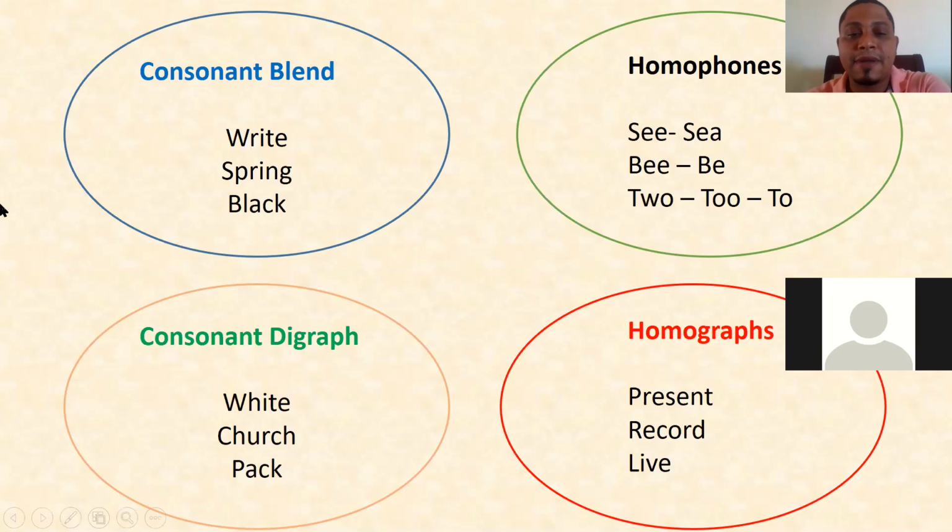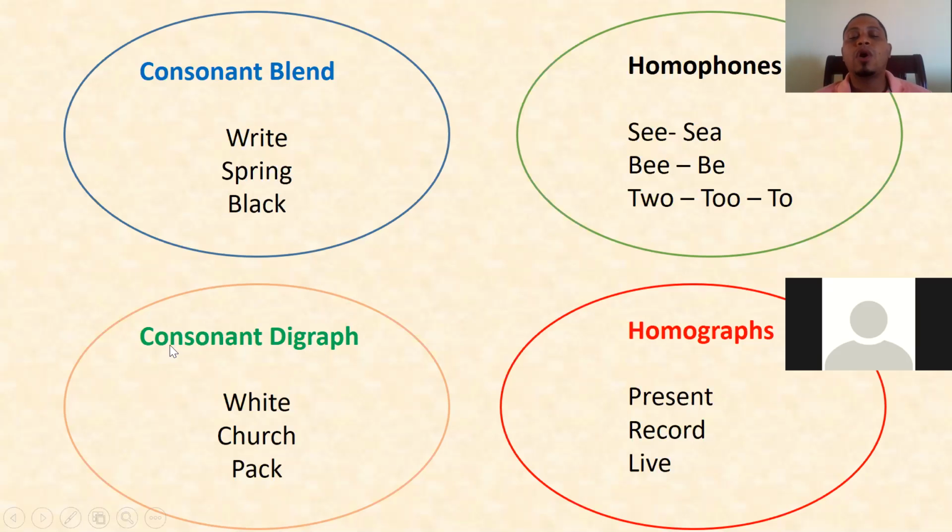The same thing happens in black. We have the B and the L, and each one of the sounds is necessary. Because if you forget the B, you say lack. If you forget the L, you say back. And you know that these words are very different than black. You see? Black. That's a consonant blend.